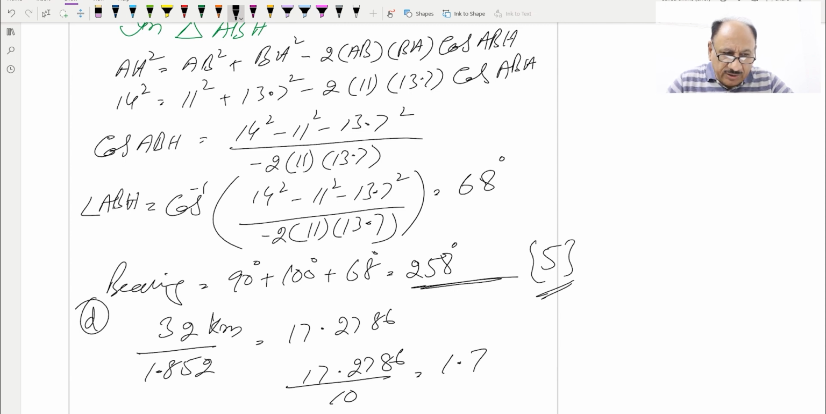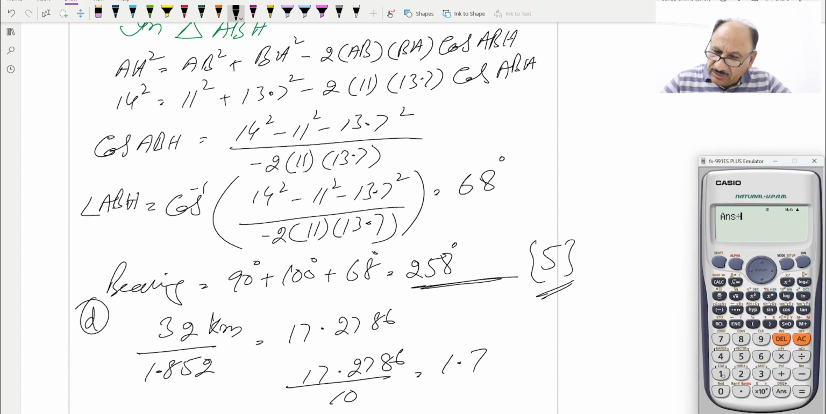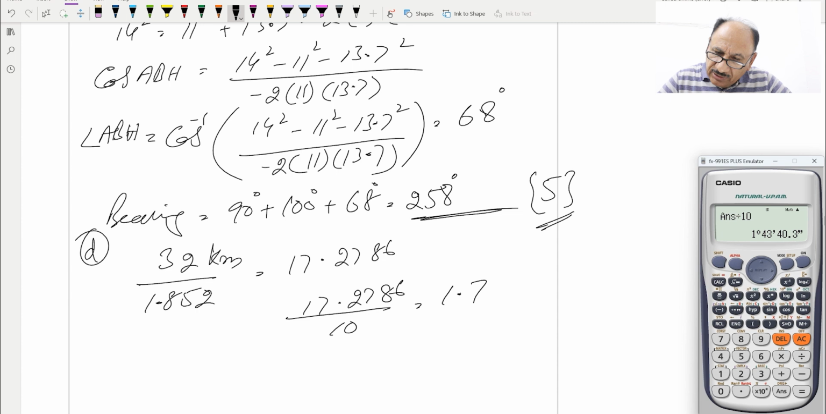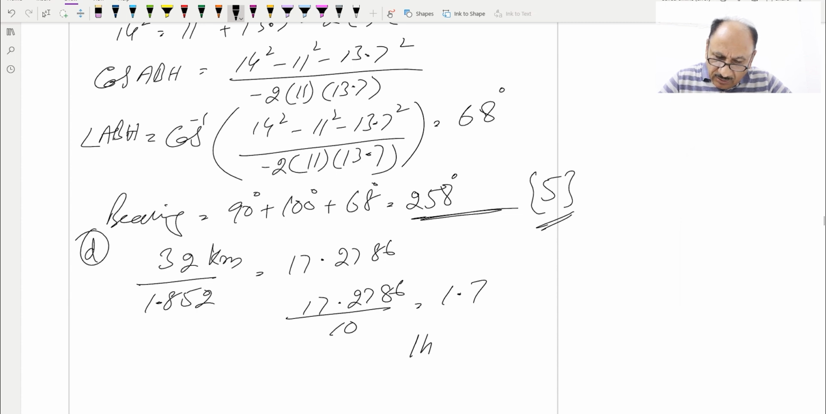So I will take 1.7, the decimal value. And if we press the time button, we will get 1 hour 43 minutes and 40 seconds. So 1 hour 44 minutes is the rounded answer. This is what we calculated, and this is a 4 marks question which we have done. Hopefully, you understood this.